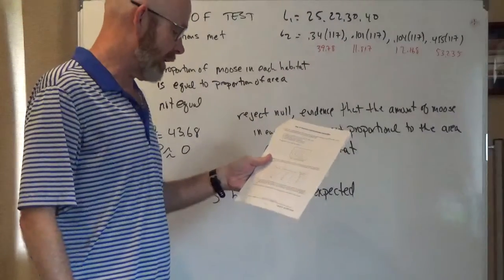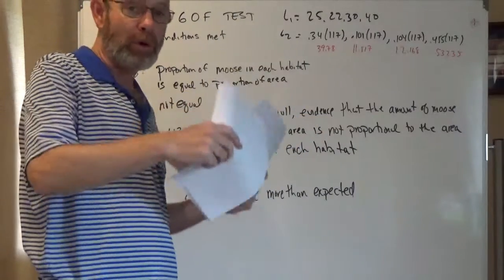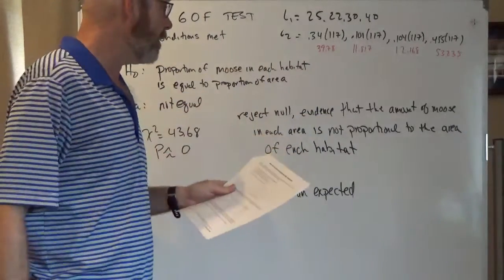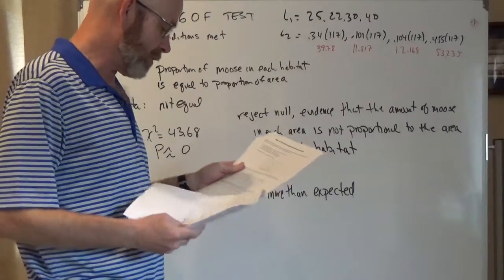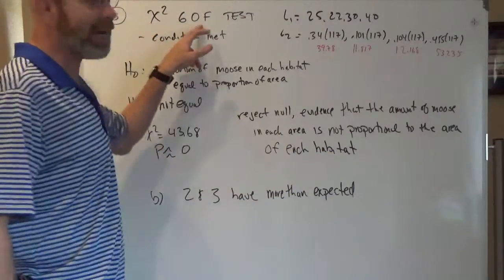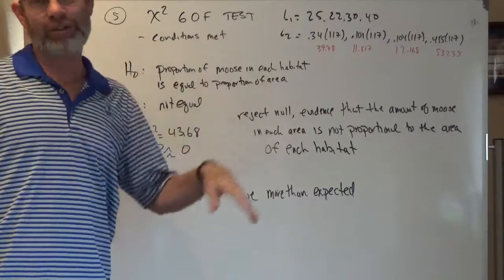And the first question said they want to see if the moose are in the same proportion as the proportion of the areas, or if they're headed towards some certain spot better. So it said perform the test, assume the conditions were met. So this is going to be a chi-square goodness of fit test. When they tell you the conditions are met, just say the conditions are met. That's all you got to say.